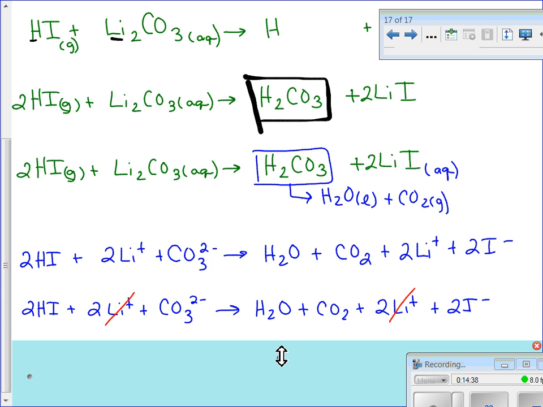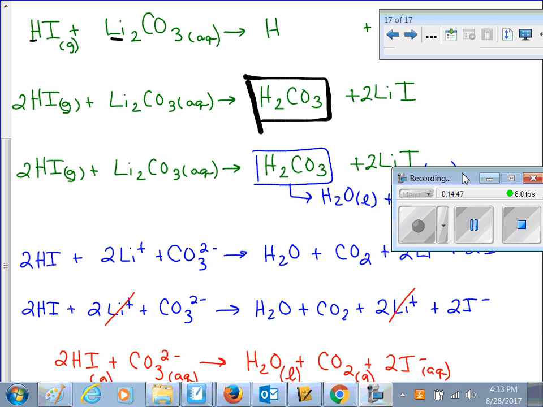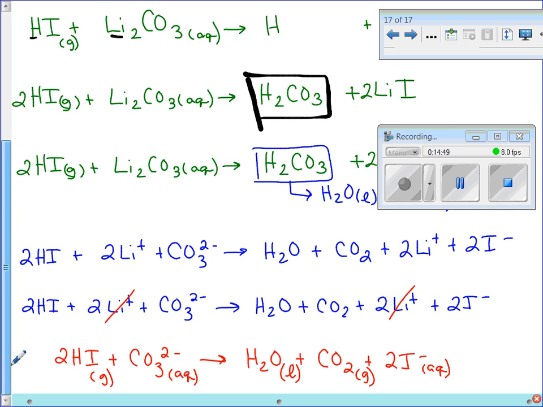Look for your spectators. So the only thing that I have that's the same on both sides is this lithium ion, so it's going to be canceled out. And then I'm left with this in red, which is my net ionic equation. And again, notice how I'm charge balanced. So over here I have a net charge of negative 2, and on the right side I also have a net charge of negative 2.